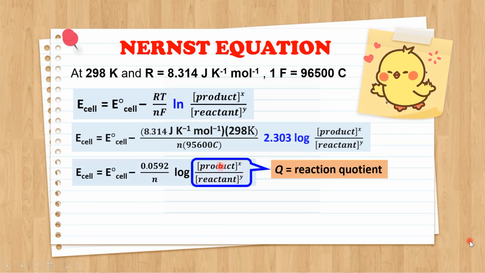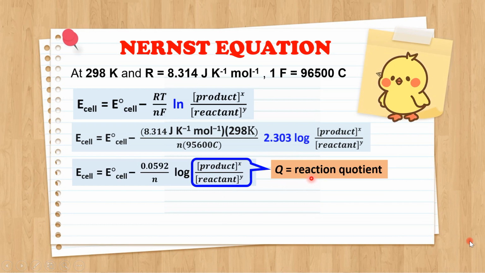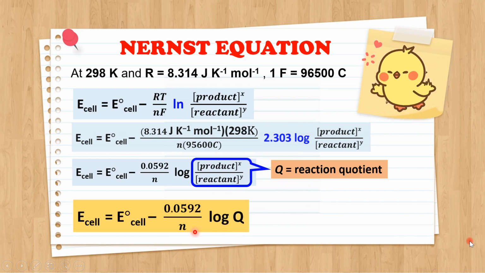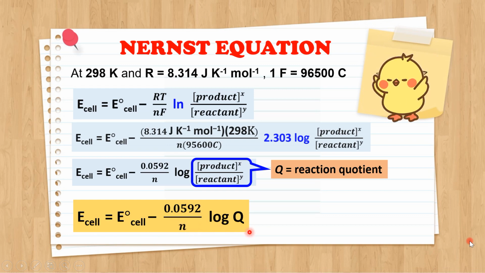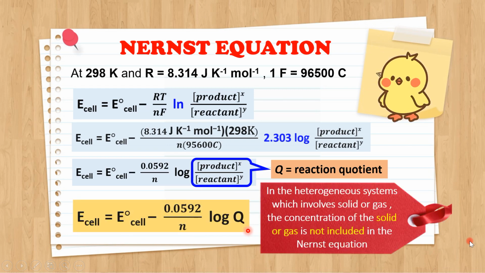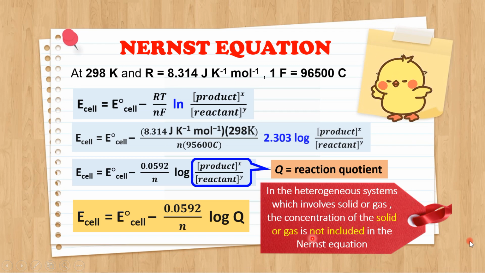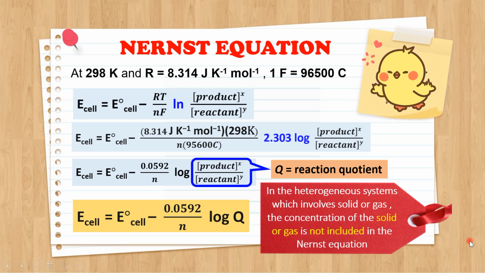This expression here refers to Q, that is the reaction quotient. So we can simplify the Nernst equation by this formula: E cell equals E naught cell minus 0.0592 over n log Q. In heterogeneous systems, which involve solids or gases, the concentration of the solid or gas is not included in the Nernst equation. Please remember this. Solid and gas are not included in the Nernst equation.